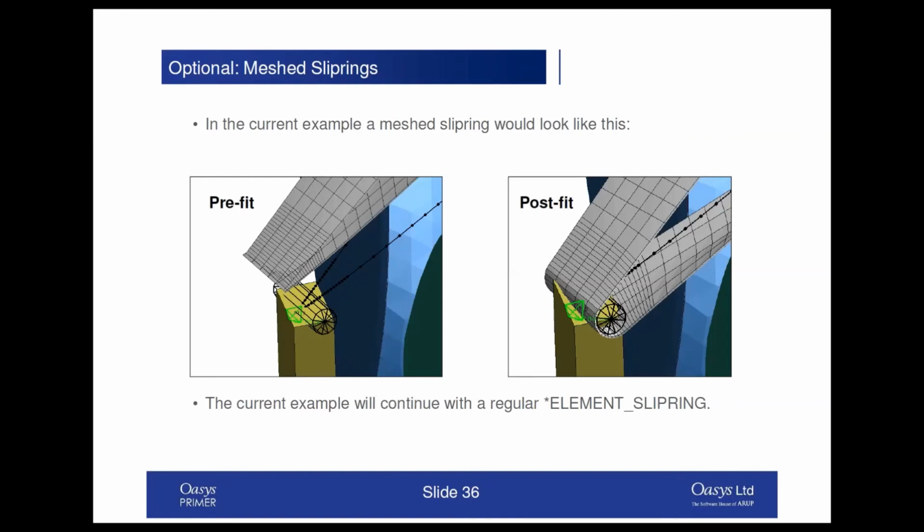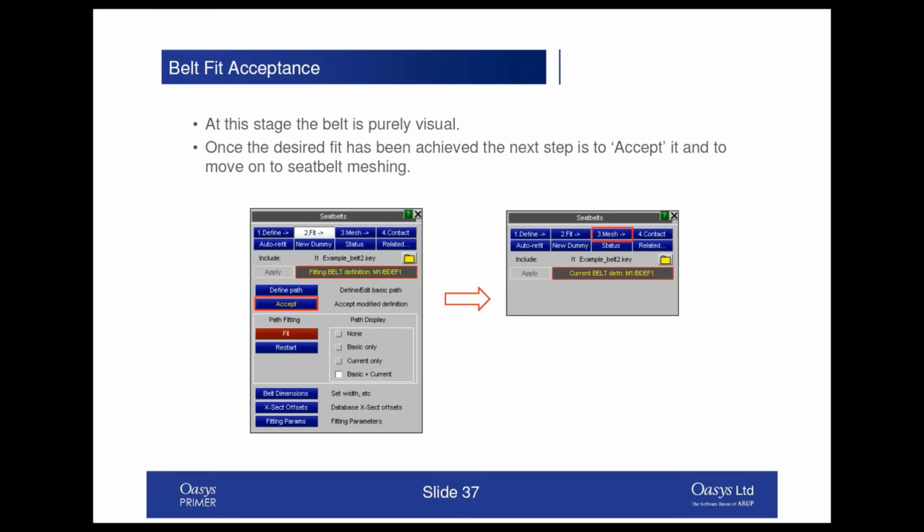So I've got a picture of that here. On the left hand side is prior to fitting, on the right hand side is post fit, and we can see that the Primer's drawn the imaginary cylinder in there, and then it's also got this fine transition area to make sure we capture the curvature. In our current example, we'll continue with the regular star element slip ring.